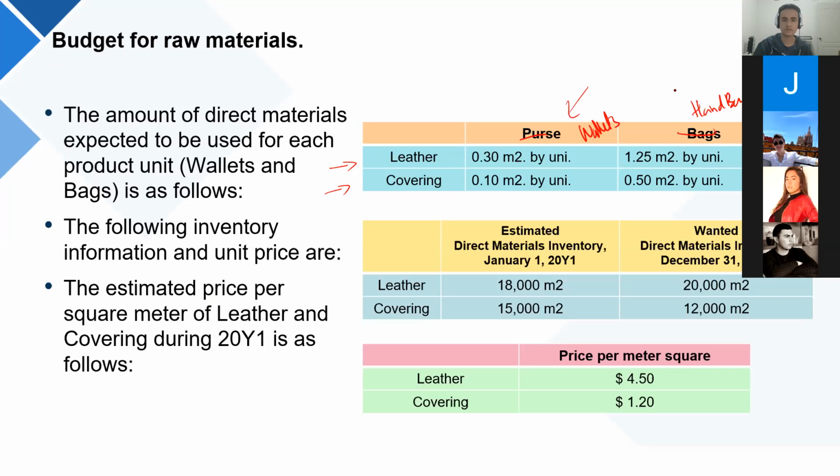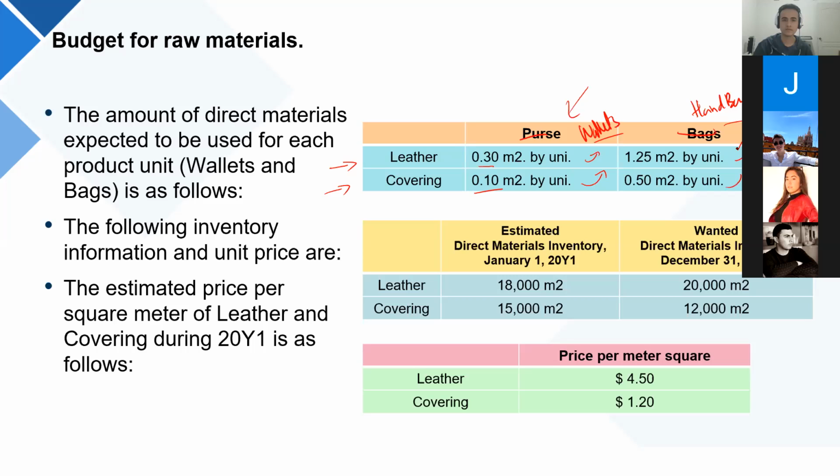Okay, so I have wallets and handbags, and I have the consumption of each of the raw materials for each of the products. So I have the consumption here of leather, and I have the consumption here of covering. And it says that I need 0.3 square meters per unit to make a wallet, and then I need 0.10 of covering to make one wallet. And then I have the same information for handbags.